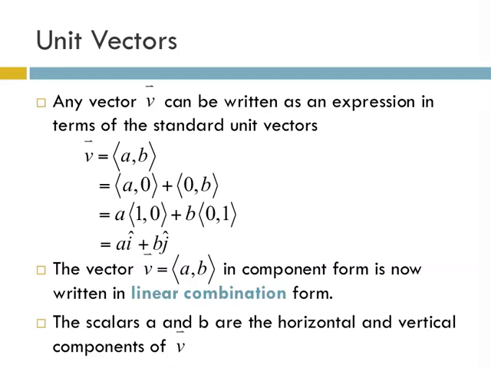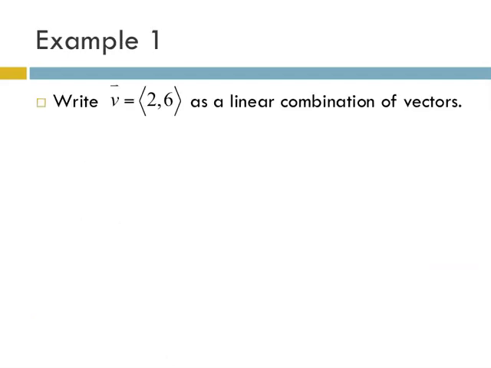Okay, so let's do a very quick example, just to get ourselves used to writing a vector as a linear combination. Write vector v equals 2, 6 as a linear combination of vectors. Okay, so clearly you can see 2 is the horizontal component, 6 is the vertical component. So to write it as a linear combination of vectors, we would just have to put the 2 with the i hat and the 6 with the j hat. So we would write this as vector v equals 2 i hat plus 6 j hat. And that's it.